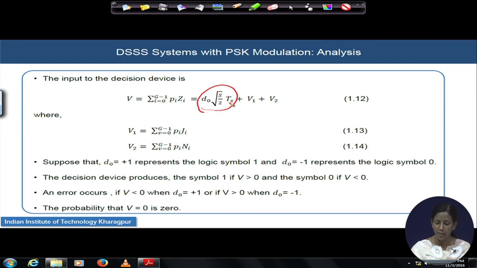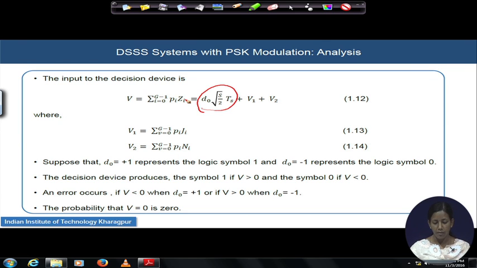So, after the accumulator, you will be ending up over the symbol duration. There is no chip duration concept left, and there are the components from the jamming signal as well as from the noise signal. From the jamming signal, all the Ji's are getting added over, and this Pi into Ji is the section you are left with, all the Pi's with their corresponding Ji's are getting multiplied and added over.